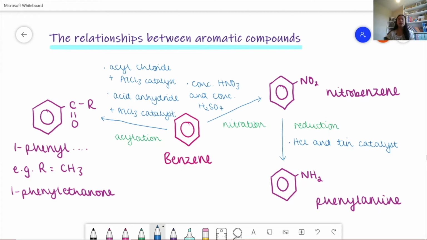So it's really important that you know all of these reactions as well as all the reactions for non-aromatic compounds, because it'll help you in thinking of ways in which we can produce different organic compounds.